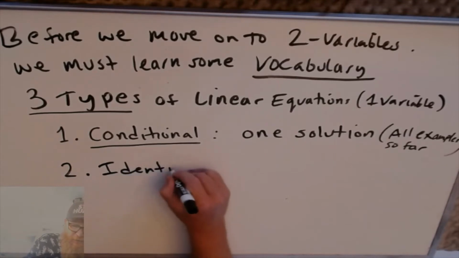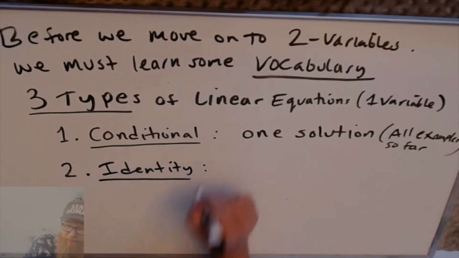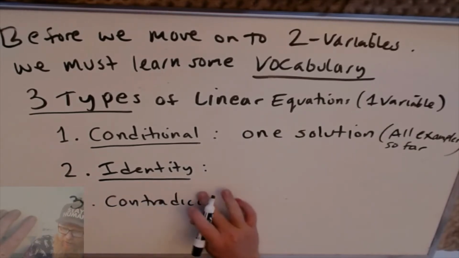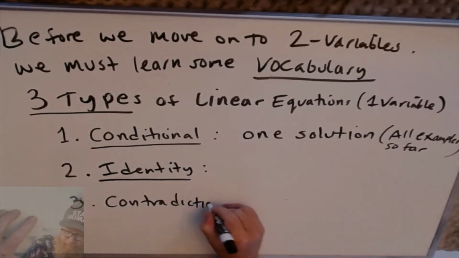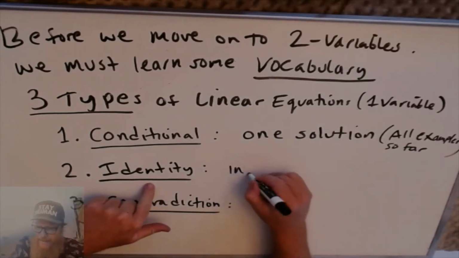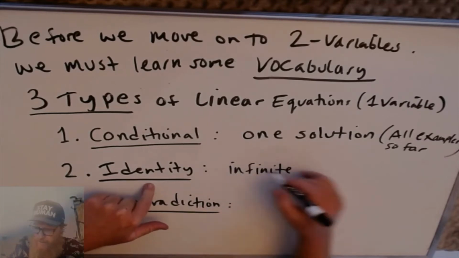The next two types are called identities and contradictions. Identities have an infinite number of solutions.